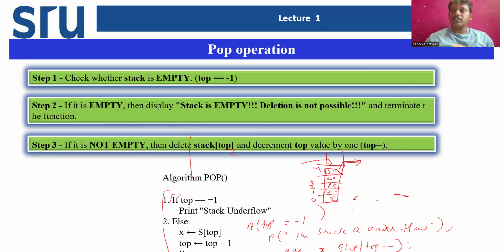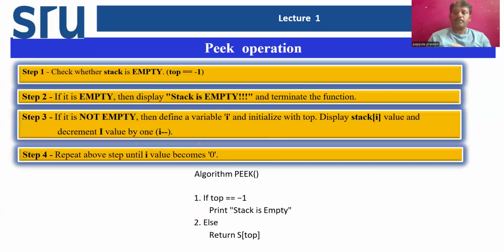So now last in, first out. Which is the last element? 30 is removed first. So now top position will be decremented by 1. Now 4 minus minus. 4 minus minus means 3. Now this is the top position. Okay, this is the basic operation of stack, that is called pop.